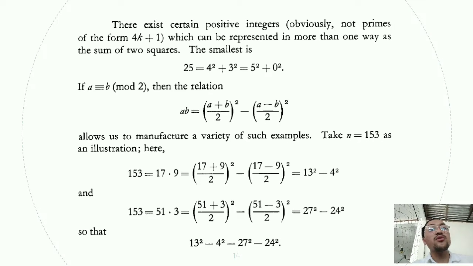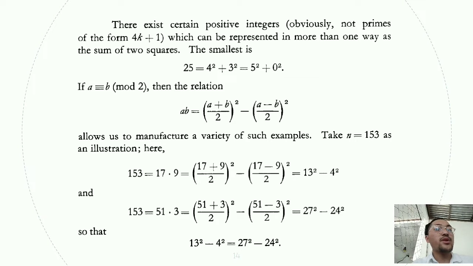If a is congruent to b modulo 2, then the relation is ab equals the square of (a plus b) over 2 minus the square of (a minus b) over 2. This allows us to manufacture a variety of such examples. Take n equals 153 as an illustration. So 153 equals 17 times 9.